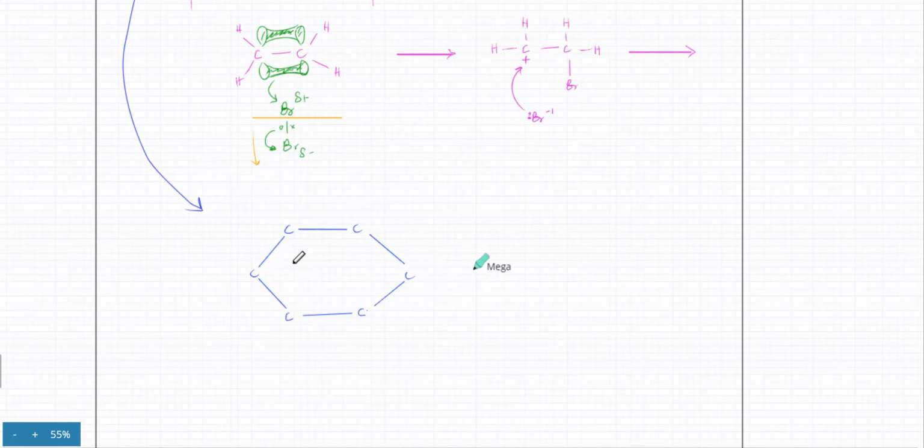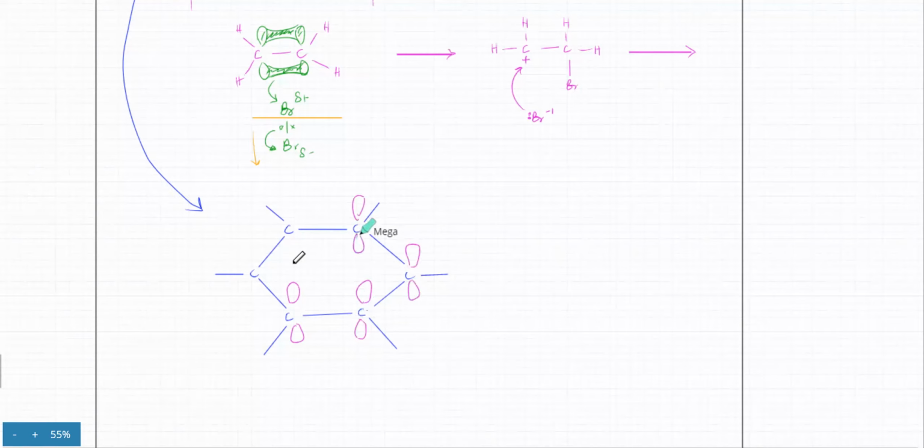So there are 6 carbon atoms with a hydrogen on each carbon atom. And the other thing is there's a pi electron cloud. So each carbon atom has this delocalized pi electron cloud, which is formed by the 4th electron. So they're all overlapping with each other.